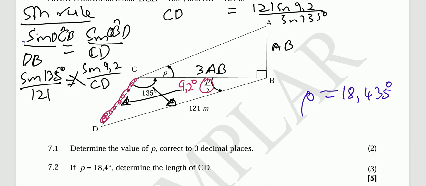Let's see. Okay, our CD will be equal to 27.36 meters. So our CD is 27.36 meters, by using the sine rule. Okay. Thank you.